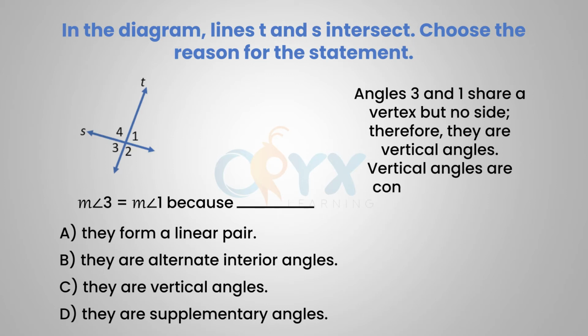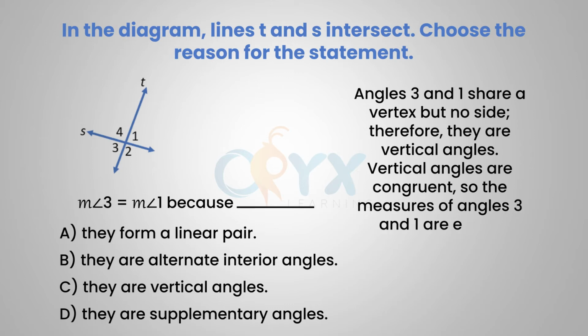And as we know, vertical angles are congruent. So the measures of angles 3 and angle 1 are equal. So back to the statement, the measure of angle 3 equals the measure of angle 1 because they are vertical angles.